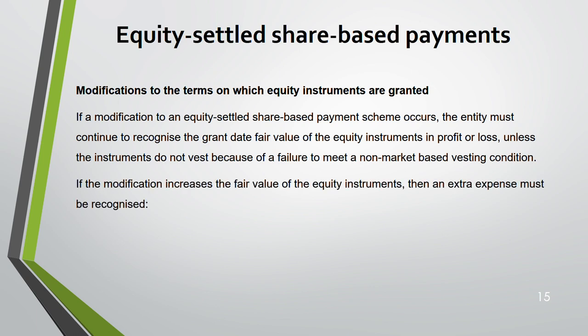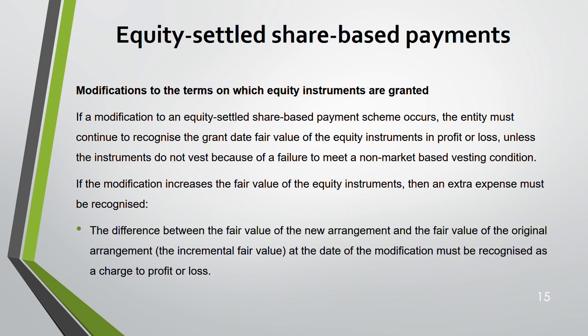Now, if the modification increases the fair value of the equity instrument, what happens? It's an extra expense for you, so you have to recognize this extra expense. How? The difference between the fair value of the new arrangement and the fair value of the original arrangement. That means the incremental fair value, how much it has increased from the past to the new arrangement. That incremental fair value, you have to recognize it in profit and loss. Okay?